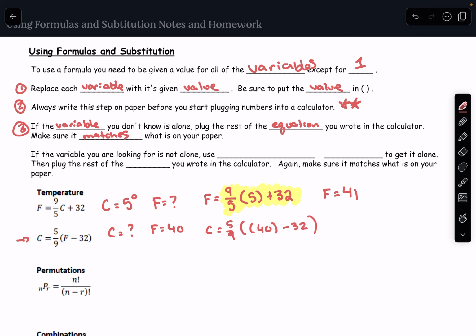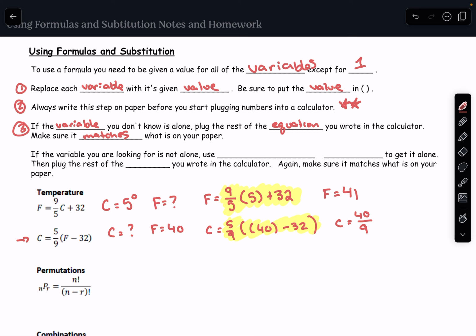That looks a little messy written down on paper. When you type it in the calculator, it's going to make sure that it does the math in the right order because you put that 40 in parentheses. Well, step 3 says if my variable is alone, C is alone, so I just plug the rest of it into the calculator. And so this right-hand side, I'm going to plug it in the calculator, make it look exactly the same. And I'm going to end up with C equals nothing super nice. We're going to end up with 40/9, a fraction, which is okay.